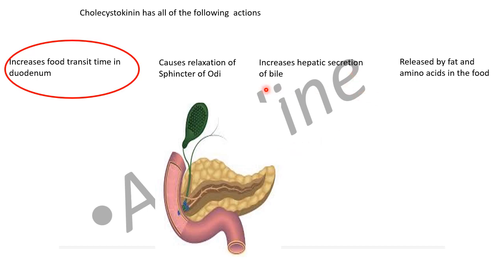Increases hepatic secretion of bile. Yes, it increases the hepatic secretion of bile also, and it also causes contraction of the gallbladder and relaxation of the sphincter of Oddi. And how does it get stimulated? By fat and amino acids in the food which are entering the duodenum.